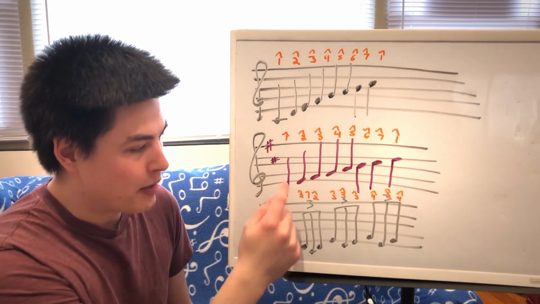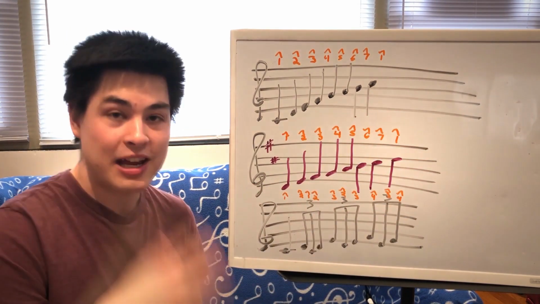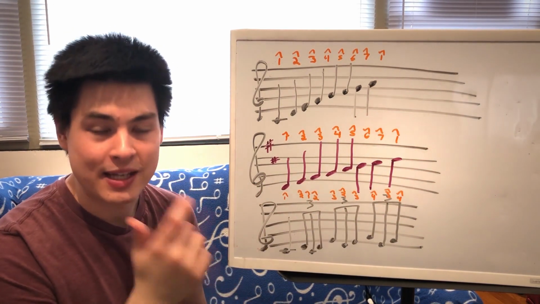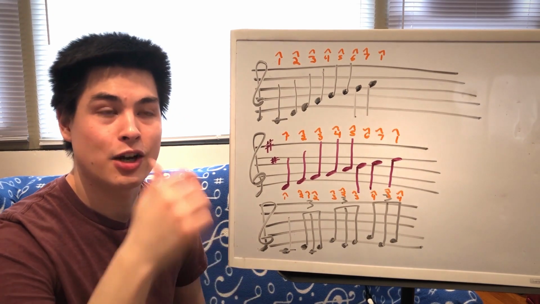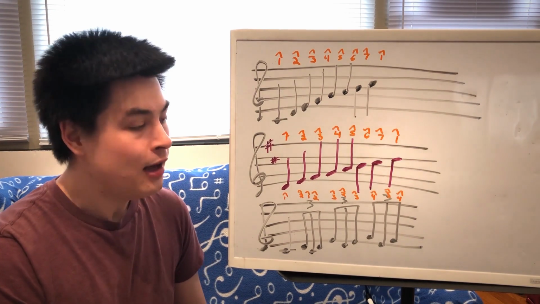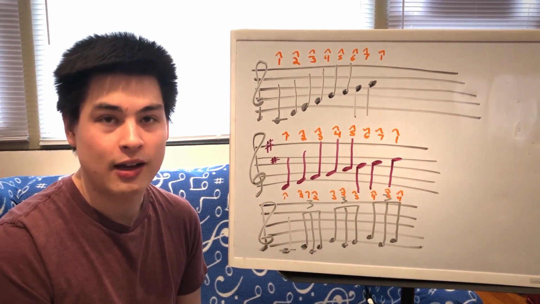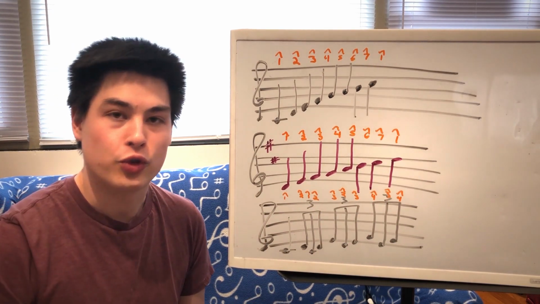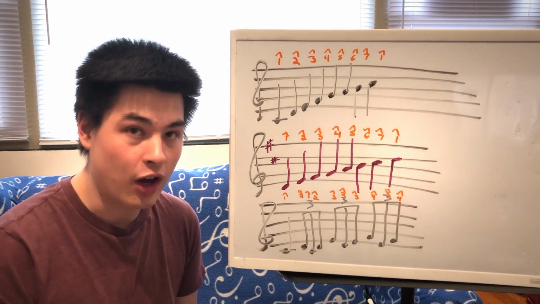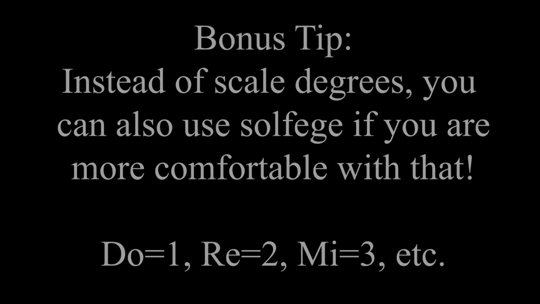So we can take the same pattern, 1, 2, 1, 2, 3, 2, 3, 4, 3, 4, but do it in A major and it becomes A, B, C sharp, B, C sharp, D, C sharp, D. And you can do that for any key. Knowing the scale degree pattern for whatever you're working on allows you to move to any key that you want as long as you know your key signatures and what the major scales are.